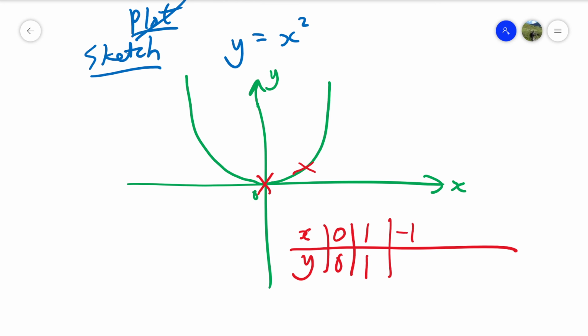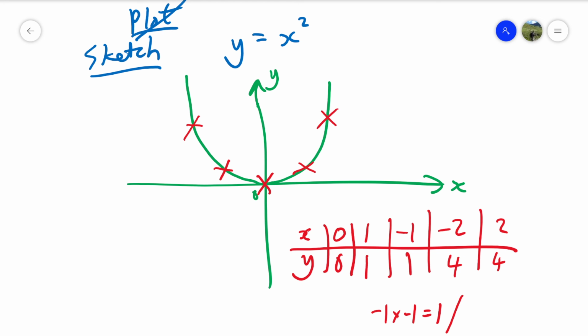What if X is minus 1? Minus 1 squared, that's minus 1 times minus 1, which is 1. Oh, okay, right, so that goes there. Let's do minus 2. Well, I've done that now. What's minus 2 times minus 2? Well, that's obviously plus 4, so that goes there. And 2 times 2 is 4. There we go, starting to see the pattern.